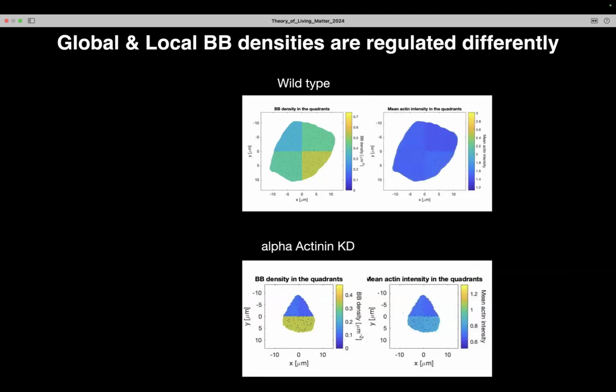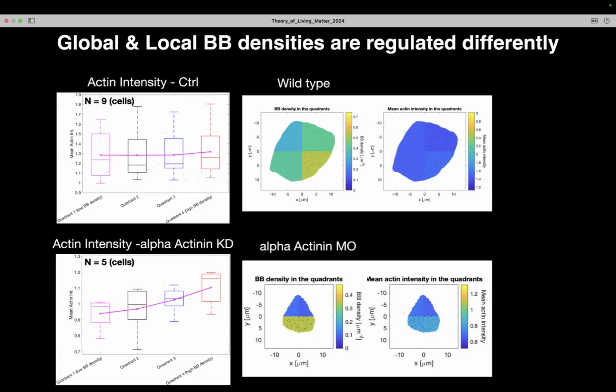All right, so we see that there is indeed the local clamping, but we want to understand what drives this local clamping in case of this perturbation. So what we did here, we started looking at which parameter is actually correlating well with this clamping factor. We sorted the quadrants according to the density of basal bodies. On the left-hand side we have low density of basal bodies, and towards the right we have the high density of basal bodies. So quadrant 1 is a low density of basal body, quadrant 4 is a high density of basal body, and we measure the intensity of actin within these quadrants.